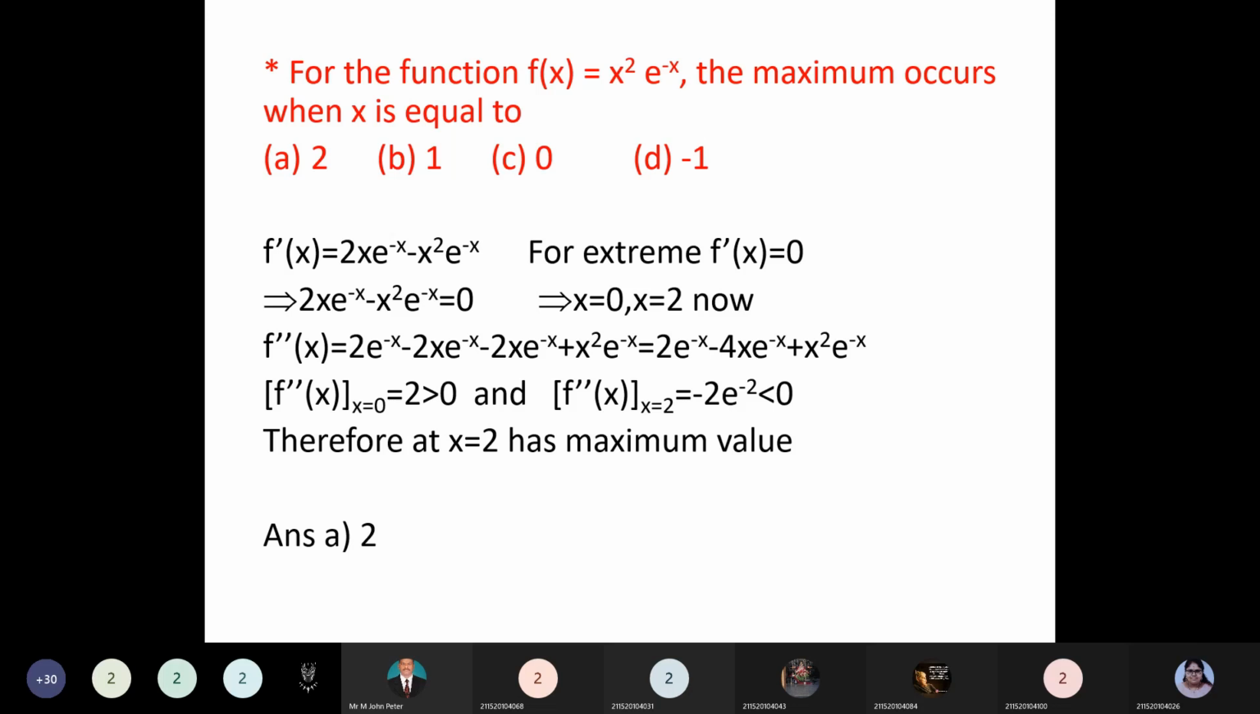Now substitute x equal to 2. So 2 e power minus 2, minus 4 into 2, that is minus 8, e power minus 2, plus 2 square is 4, e power minus 2. All terms have e power minus 2. First one is 2 times e power minus 2. Next one is minus 8 times e power minus 2. Next one is plus 4 times e power minus 2.